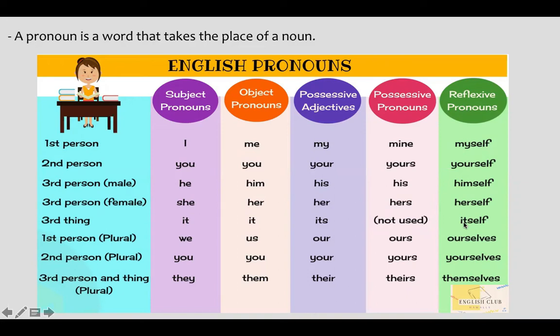So itself, I think it's clear for everyone. Itself, the dog hurt itself. Why did we say itself to a dog? Because dog is a thing, right? غير عاقل, basically. So itself, yeah, so the dog hurt itself.